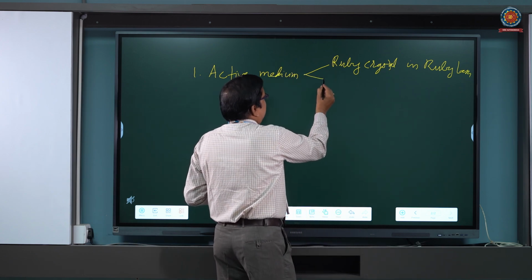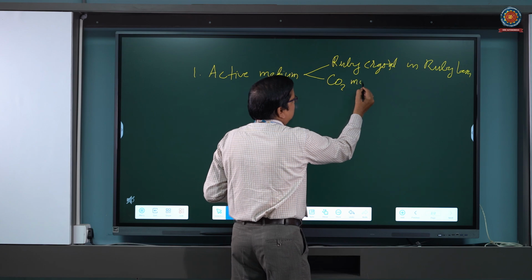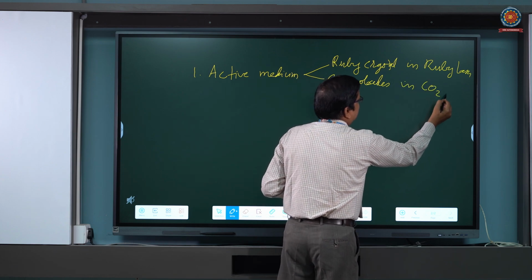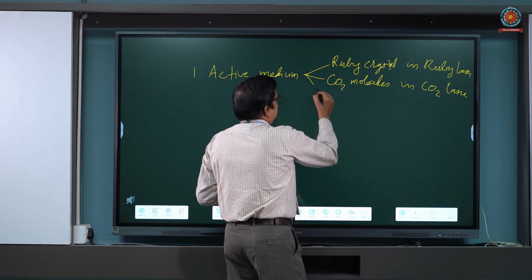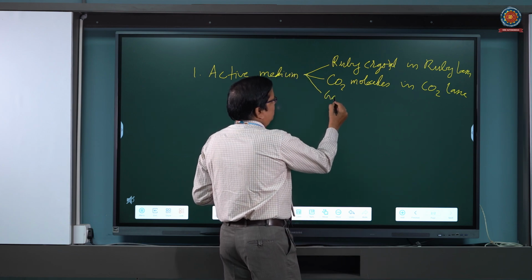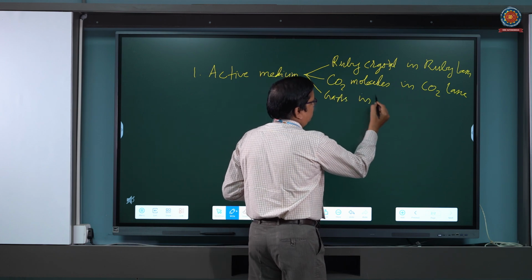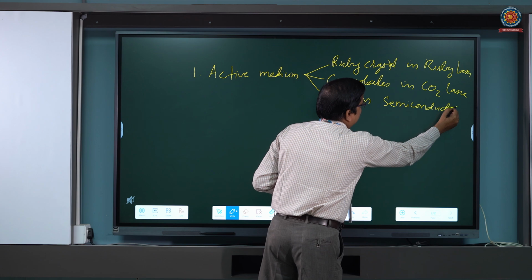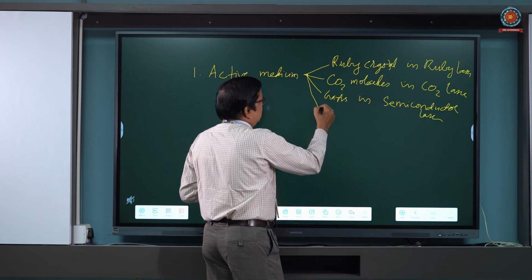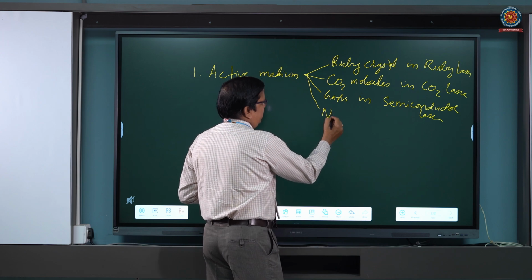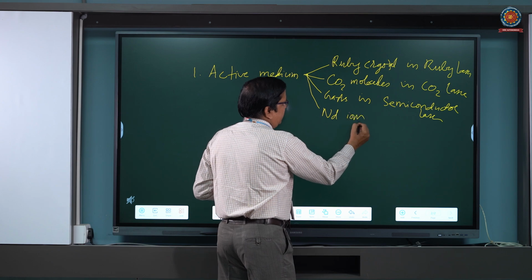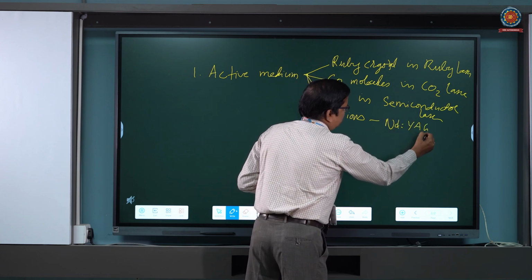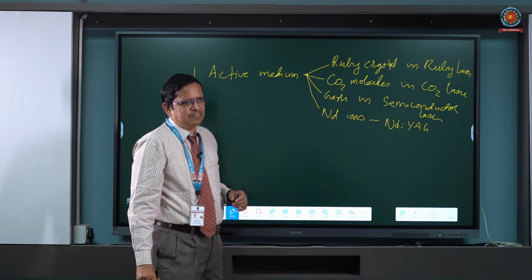And then carbon dioxide molecules are the active medium in case of the carbon dioxide laser. And then a semiconductor material such as gallium arsenide is the active medium in case of the semiconductor laser. And then neodymium ions, Nd ions, are the active medium in case of the Nd-YAG laser. Like this, we can talk about the active medium of a laser source.